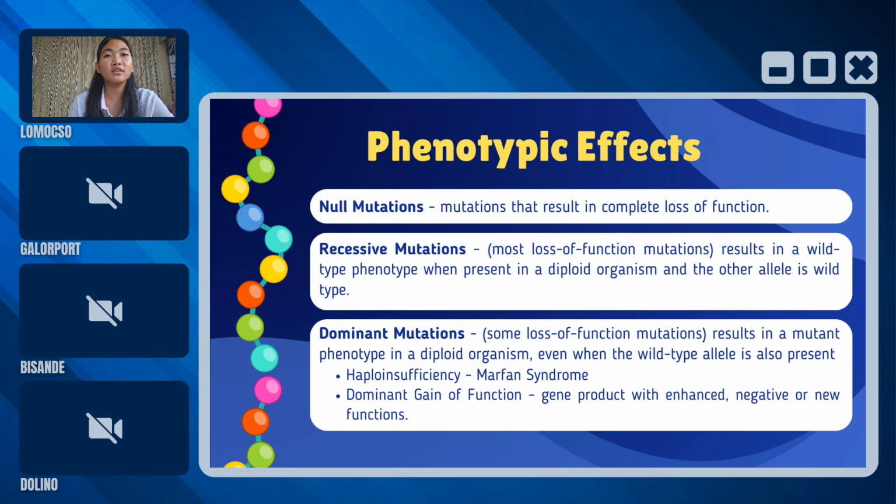So next, we have the dominant gain of function. This results in a gene product with enhanced, negative, or new functions. This may be due to a change in the amino acid sequence of the protein that confers a new activity, or it may result from a mutation in a regulatory region of the gene, leading to the expression of the gene at higher levels or at abnormal times or places.